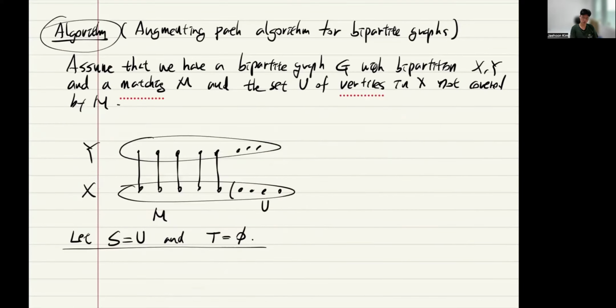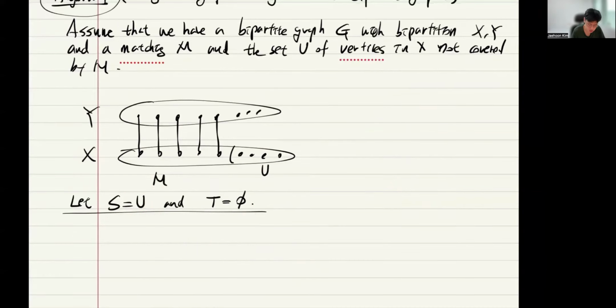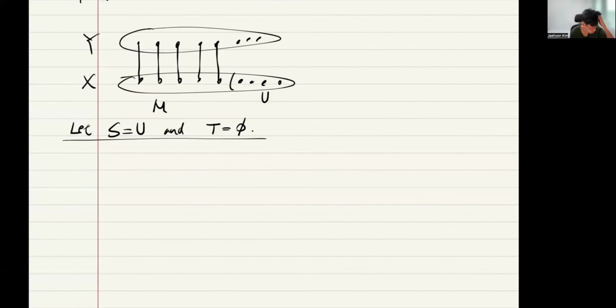Then we check all M alternating paths that start from here. How do we check? We start from here and keep track of all possibilities. At each point, these are the vertices reached by the paths that we have considered so far. This is the subset of X which are reached, and this is the subset of Y which are reached at the moment. So that's the role of these sets.